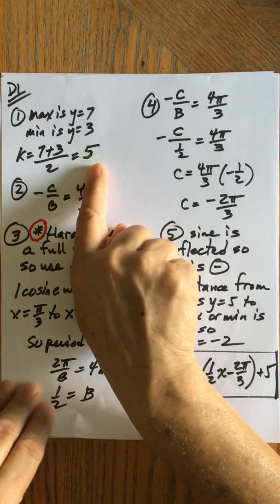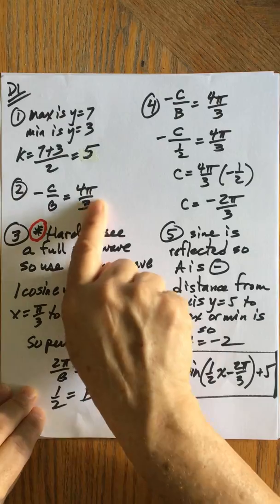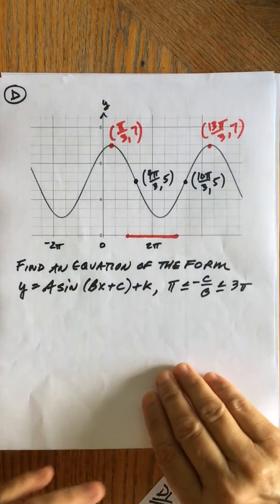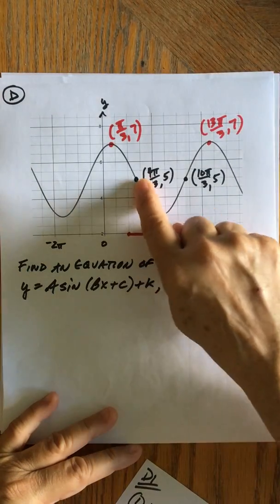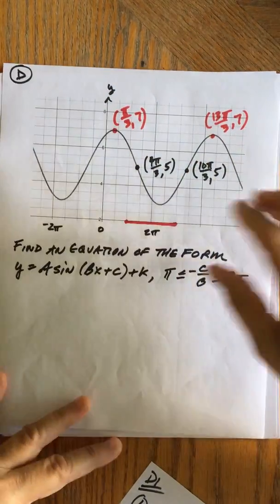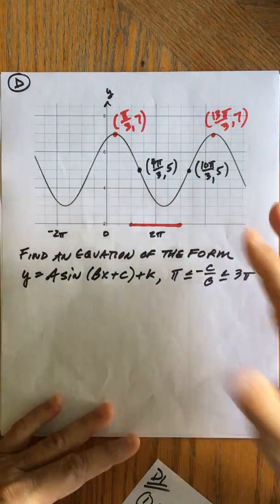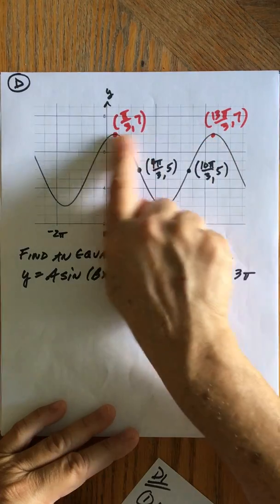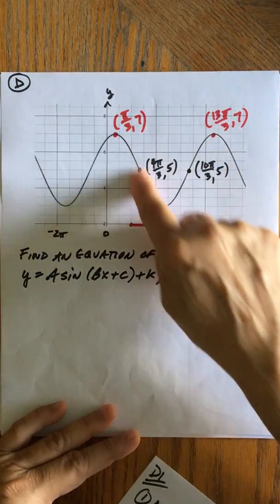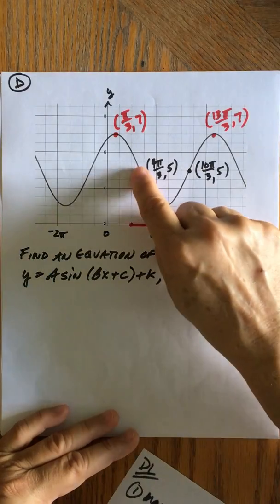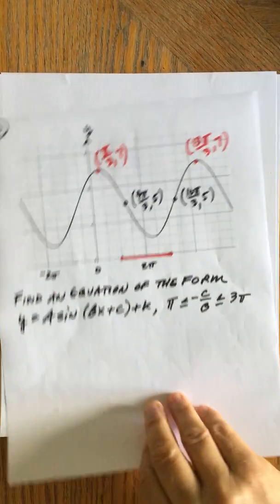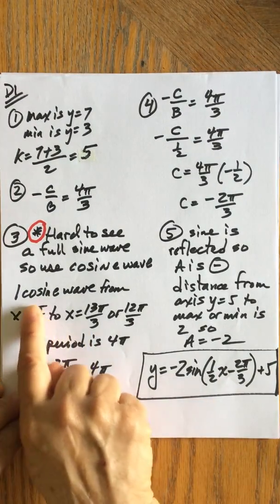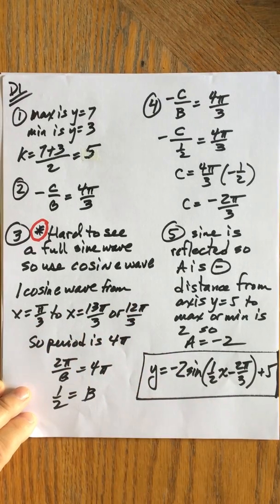K, of course, is the same, right? We found that our phase shift is 4 pi over 3, but it's hard to find a full sine wave here, because they want me to start right here and it would be reflected. So instead, I'm going to find the period of the cosine wave and use that, because they're the same. I use pi over 3 to 13 pi over 3 and find the distance there. That distance is one full cosine wave, which will be exactly the same period as one sine wave. So I use the period of the cosine wave that I can read much more easily.